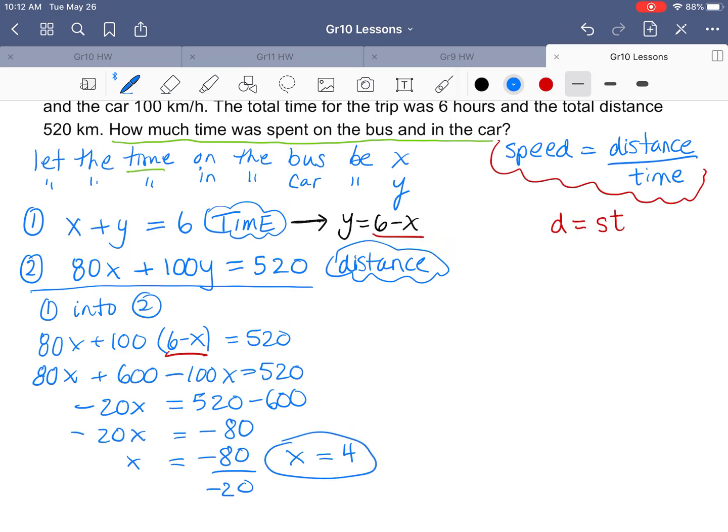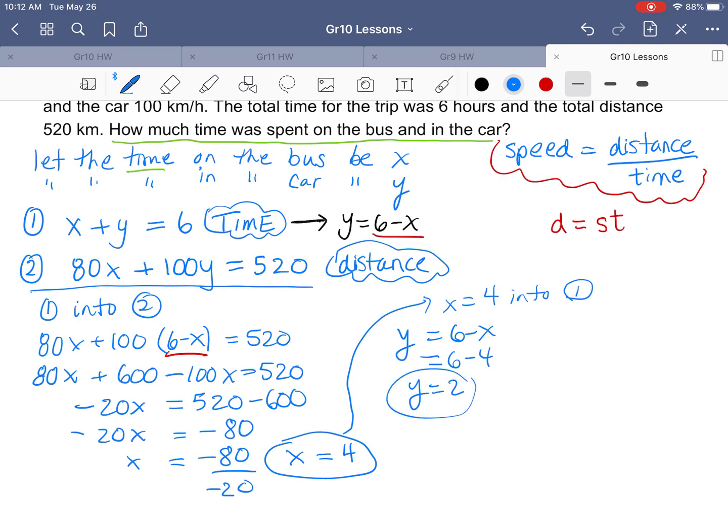So now we have how long the time is for the bus. And we're going to take that x is equal to 4, and we're going to put it into our first equation. So y is equal to 6 minus x, or 6 minus 4. y is going to be equal to 2. So now we know how long was spent on the bus, how long was spent in the car.